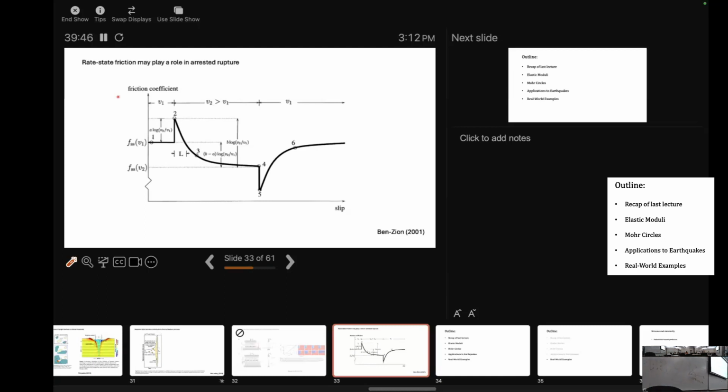And the converse is true. If instead of having the asymptotic value be less than the original coefficient of friction, it can actually be more. This is a velocity strengthening behavior, which corresponds to aseismic slip. This is the slip that just sort of creeps and doesn't create seismic waves. Another word for it is creep. Other seismologists call it creep as well.